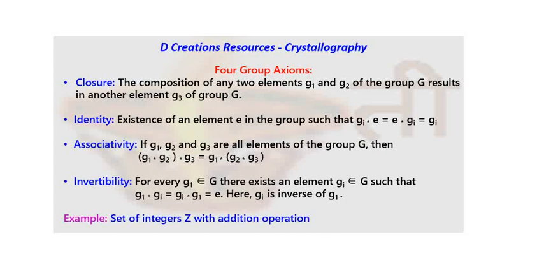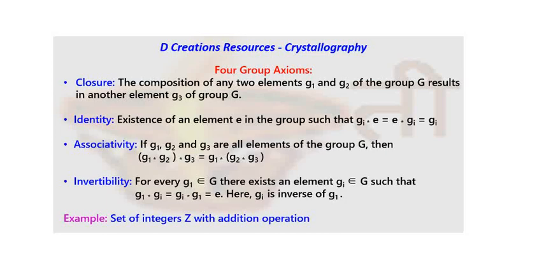What about identity? In the case of the set of integers, the identity element is essentially 0, because any number added to 0, or 0 added to any number, gives back that number. 5 plus 0 is 5 itself, or minus 7 plus 0 is minus 7 itself. So there is an identity element.